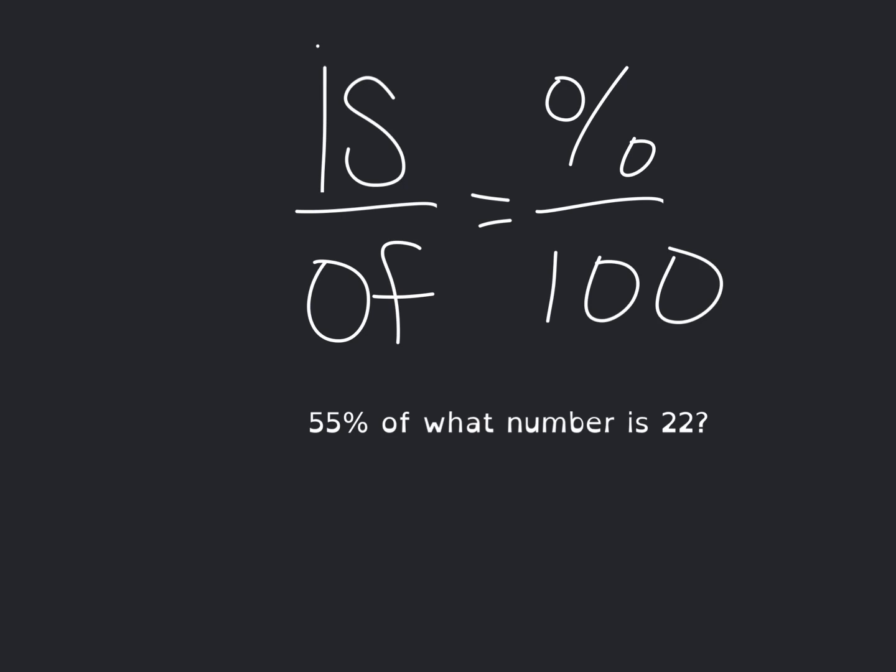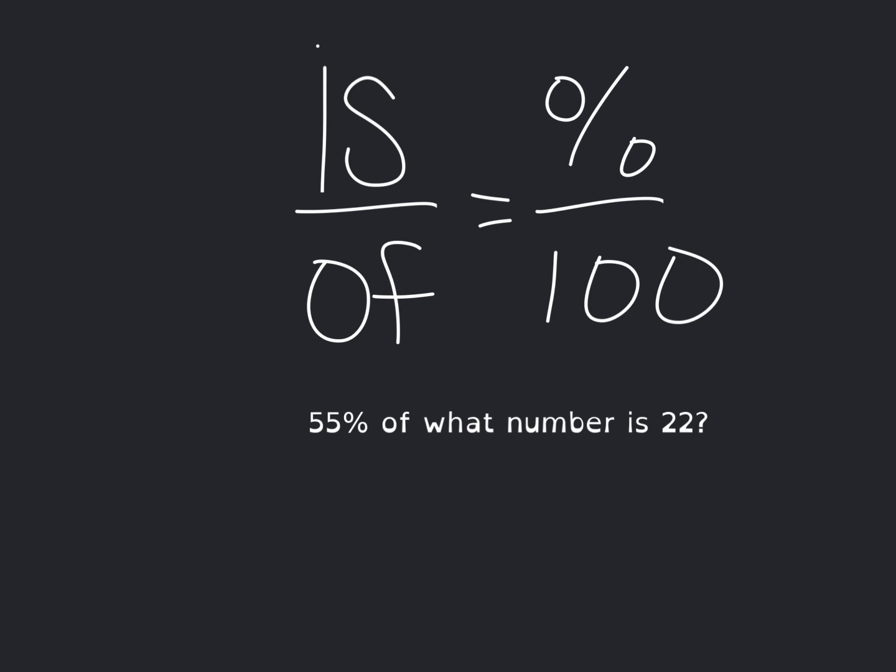So the first thing that you want to do, no matter what the setup is, you want to write this formula down: is over of equals percent out of 100. That is actually written pretty big in your notes on 2 different pages. So those are the notes that you want to focus on while you're listening to this video.